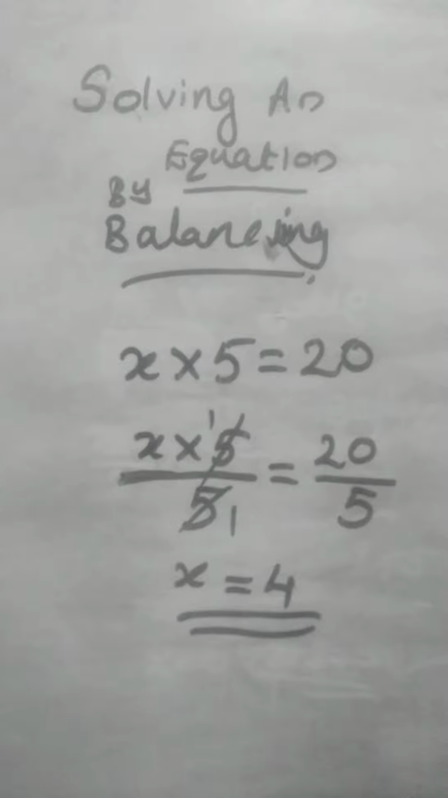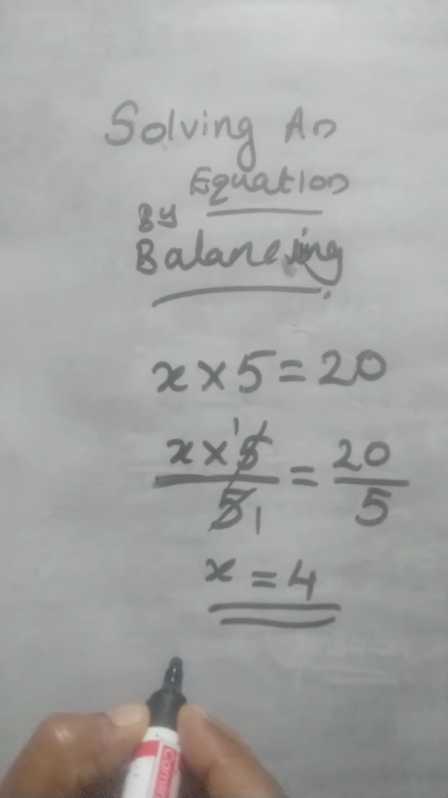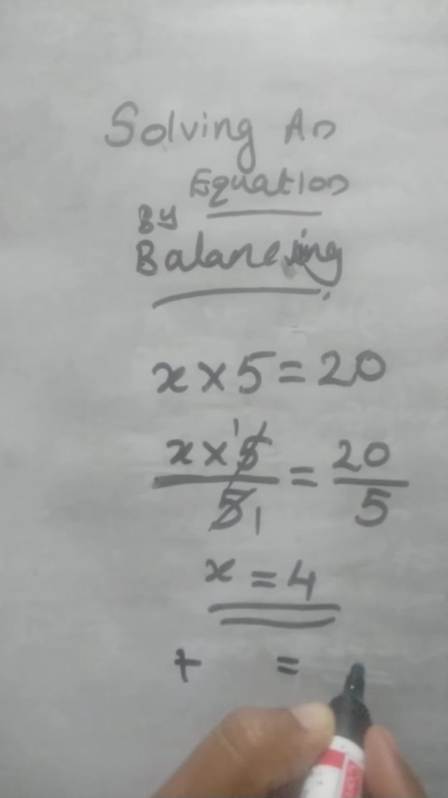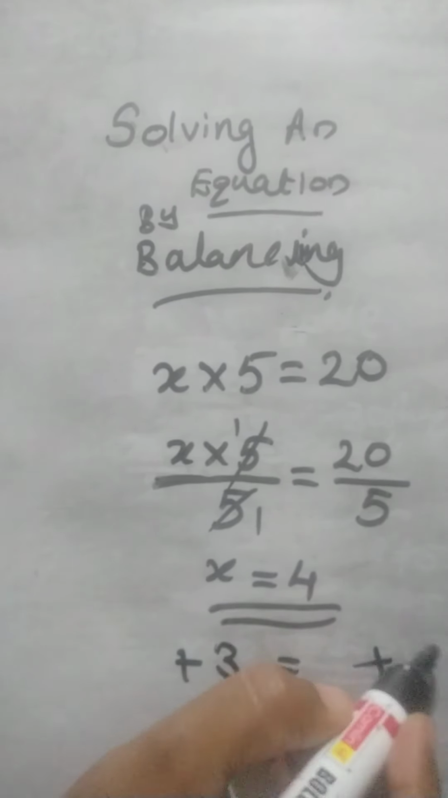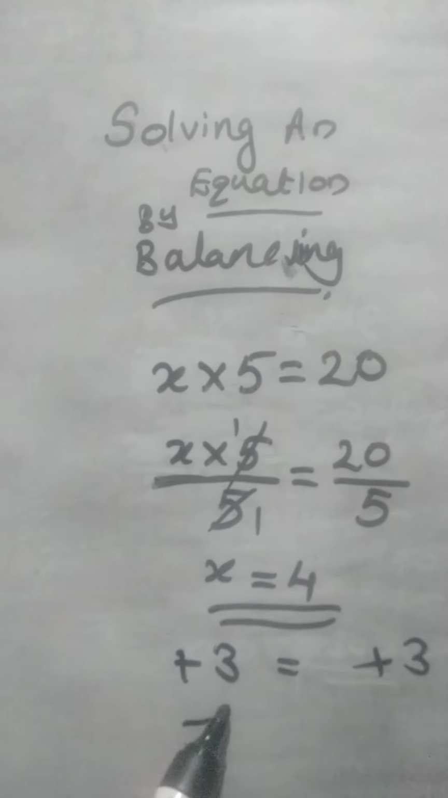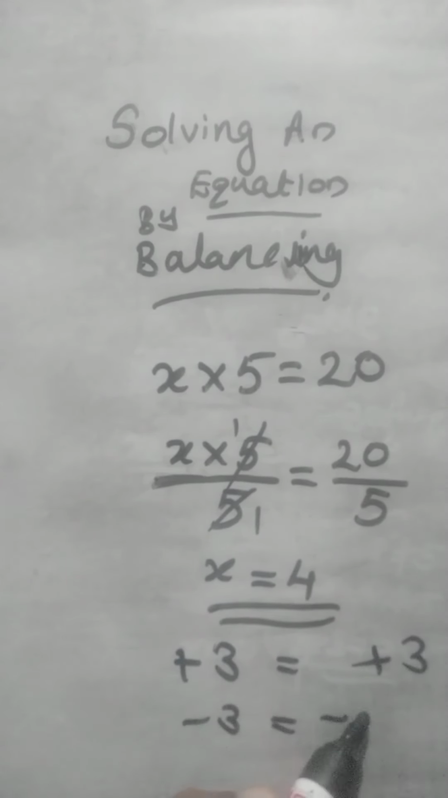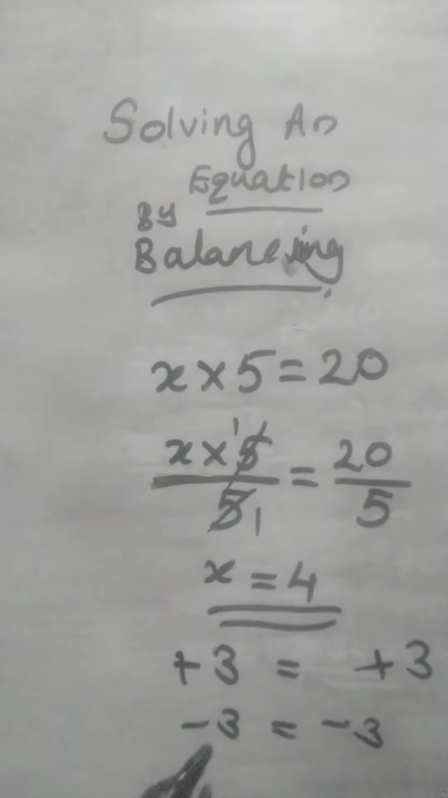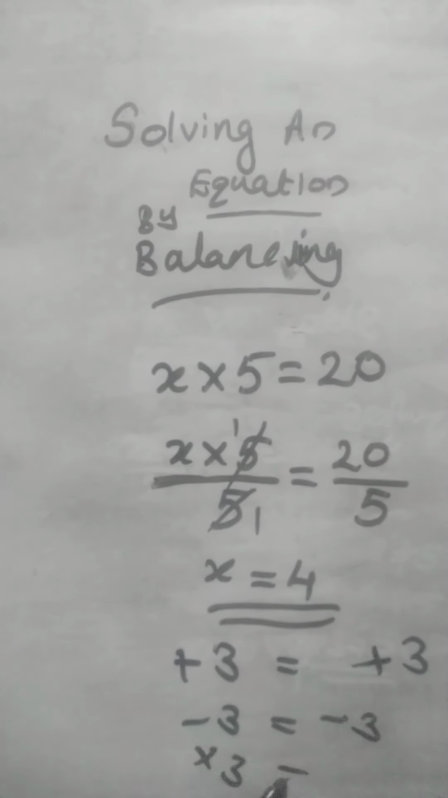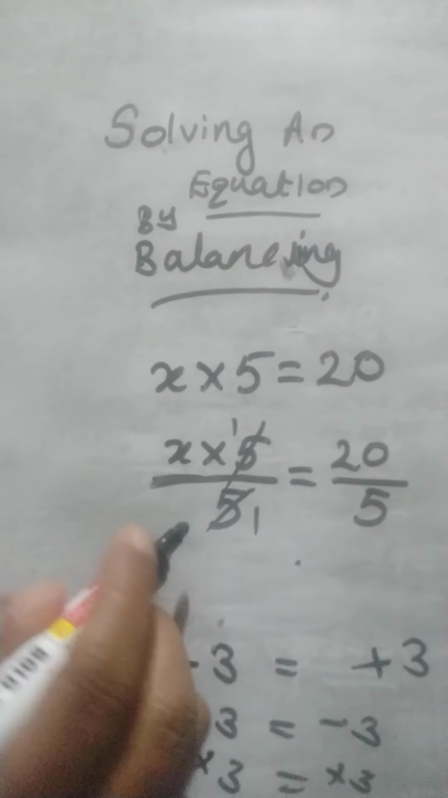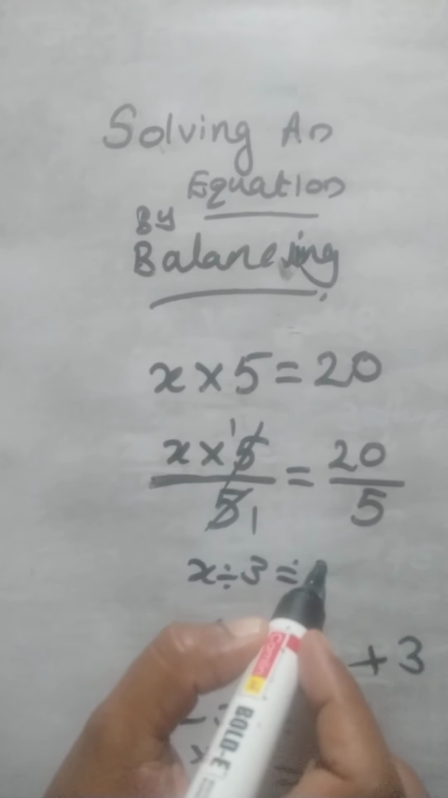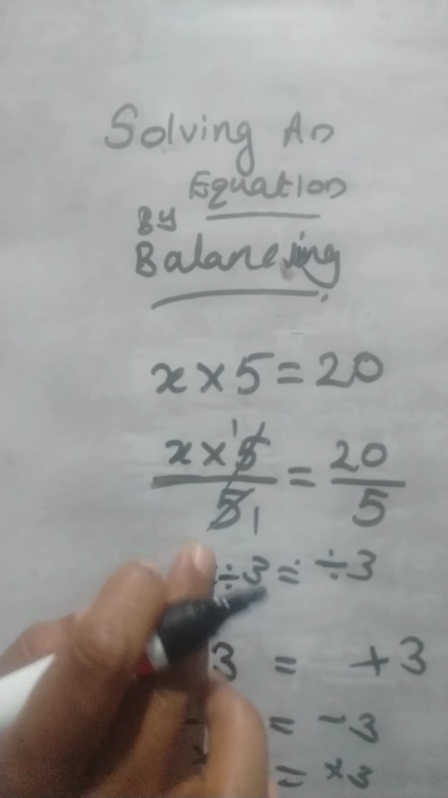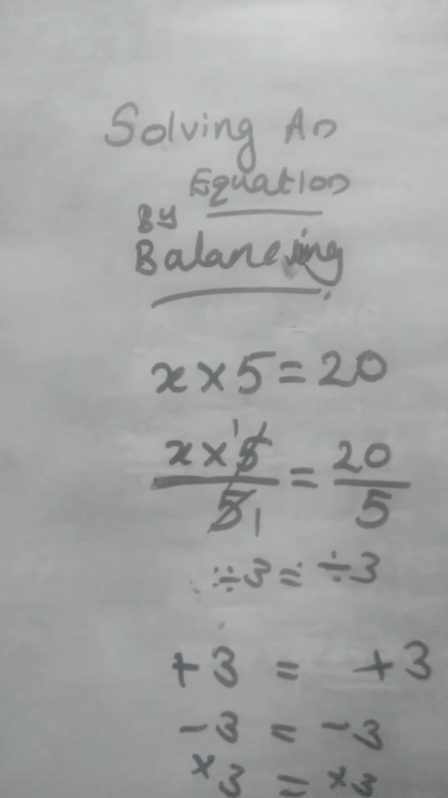What have we studied now? If we add a number here, we have to add the same number to the RHS part also. If we add 3 here, we have to add 3 there also. If we subtract 3 here, we have to subtract 3 in the RHS also. If we multiply by 3 here, we have to multiply by 3 in the RHS also. If we divide by 3 in the LHS part, we have to divide by 3 in the RHS part also. Okay, got it? Thank you.